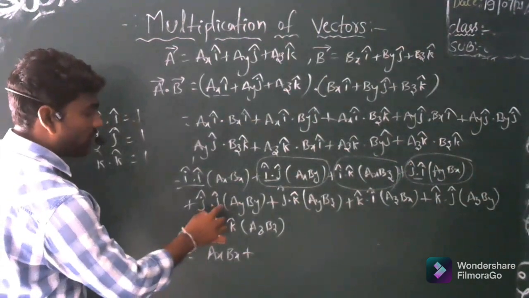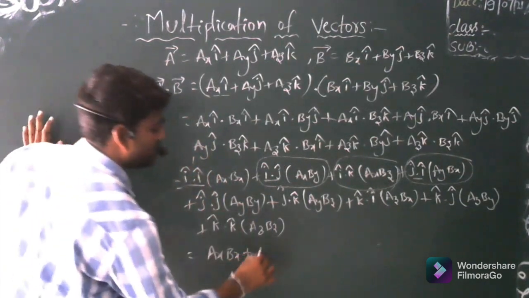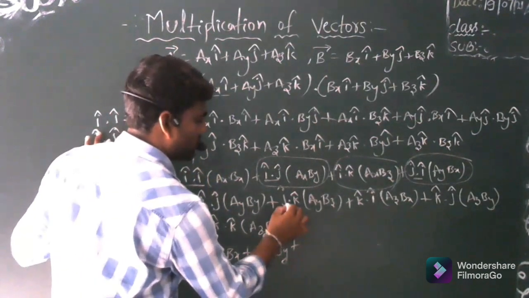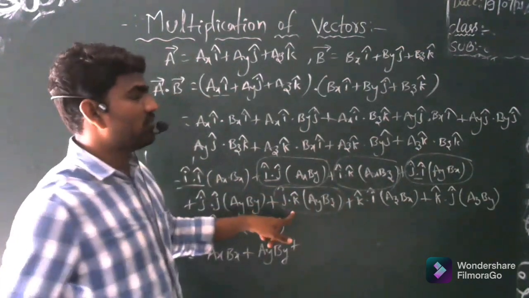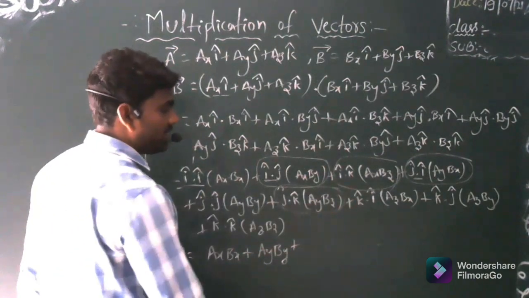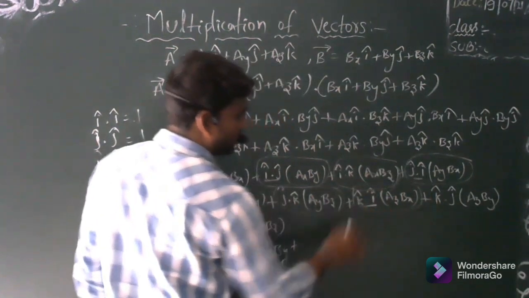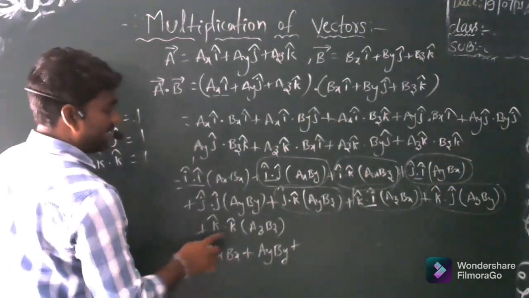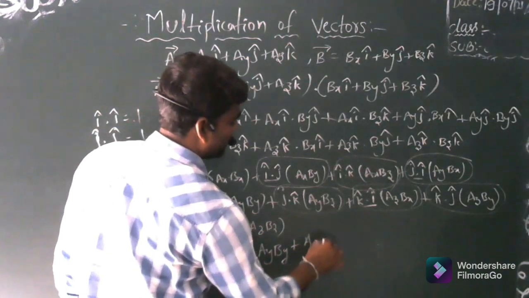Next J dot J, so here you will get 1. So that's 1 into Ay By, Ay By plus next J dot K, here also 0. J dot K is nothing but the dot product of these two unit vectors, you will get 0. That is multiplied with anything, again you will get 0. Here K dot I, then also you will get 0. Then K dot J, here also you will get 0. Then K dot K, in this case you will get 1. So 1 multiplied with this one, you will get Az Bz.